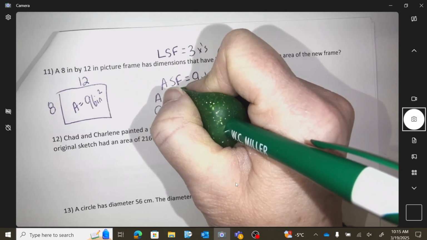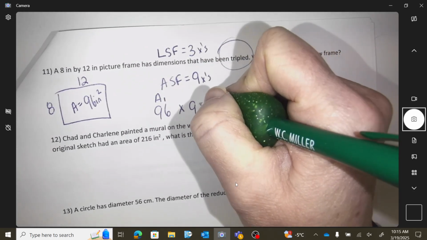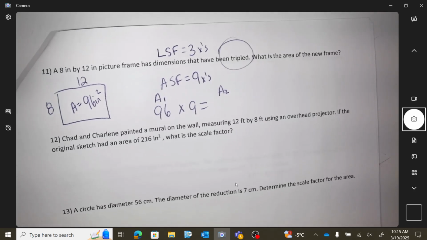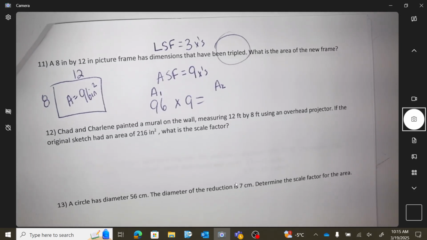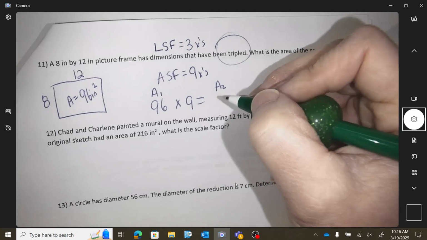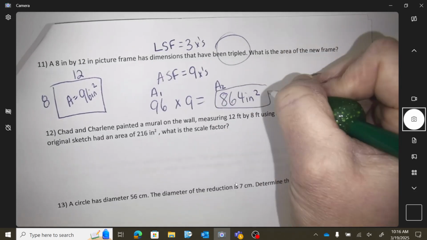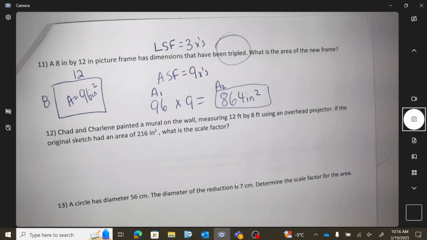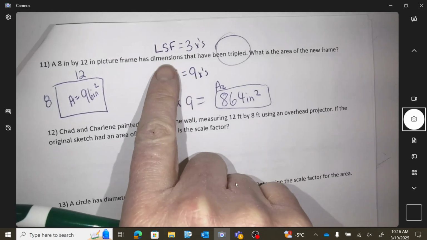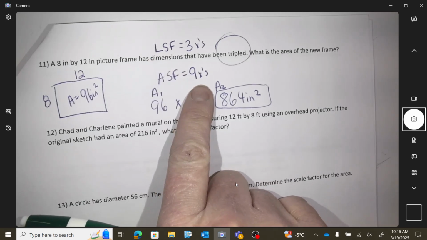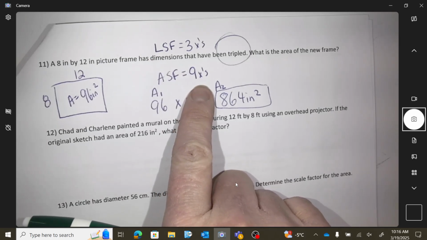I'm going to go area 1. So what is area 2 going to be? Area 1 was 96. Area 2 is 9 times larger. Okay, so do you remember that? You were supposed to put some of that stuff on your cheat sheet, understanding going from linear scale factor to area, you got to square it.